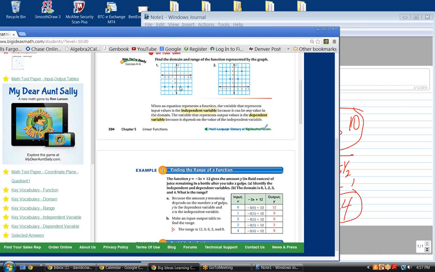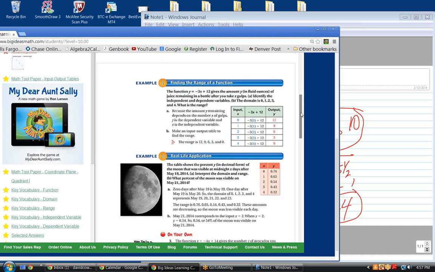-3, -1, 1, and 3. Good. What's the range? The range is -1.5. No. What's the y value on that point right there? Oh, sorry, I could not see that. My bad. -3. And again, this point here? -3. And -3 and -3. So the range is -3. That's it. No matter what x is, y is -3. All right, so you know how to do those.